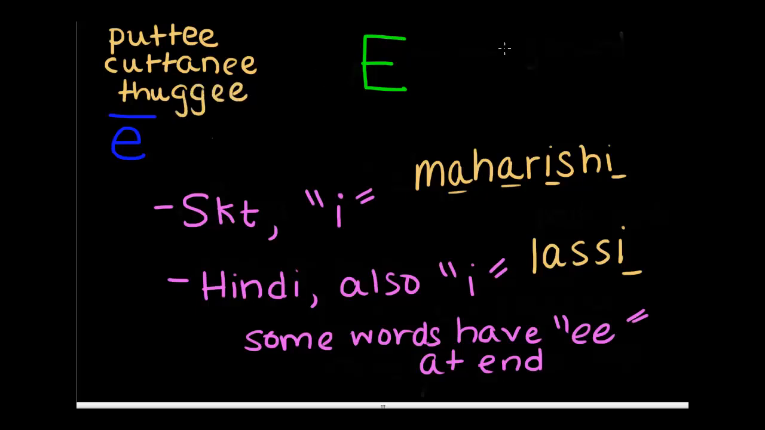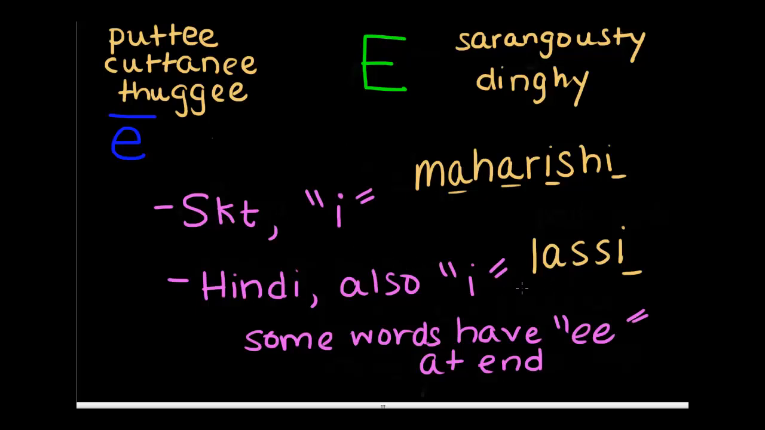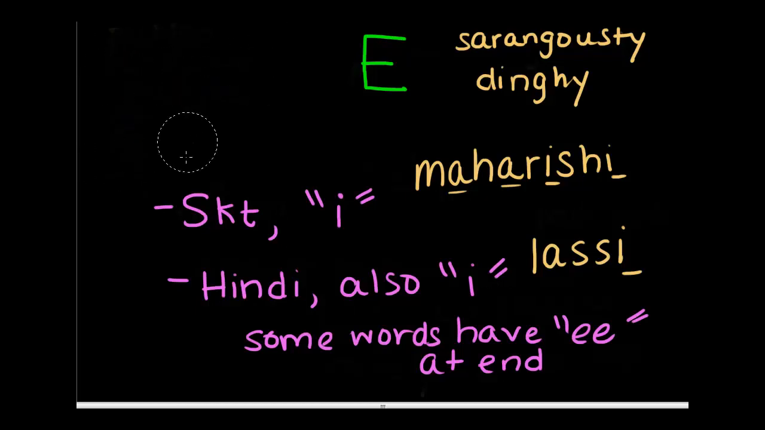And then 2 words that have Ys, Sarangusti, S-A-R-A-N-G-O-U-S-T-Y, there's a Y, and dingy, D-I-N-G-H-Y. So feel free to look up these words and learn them, memorize these ones. These are the ones that don't follow this rule. And, other than these 5 words, mostly all your E sounds in both Sanskrit and Hindi are going to be spelled with the letter I. Okay? So that is it for the long E sound.